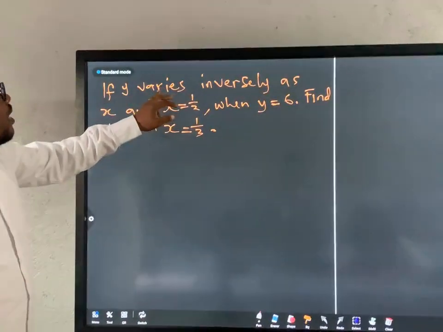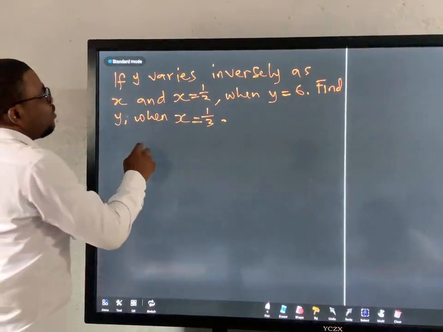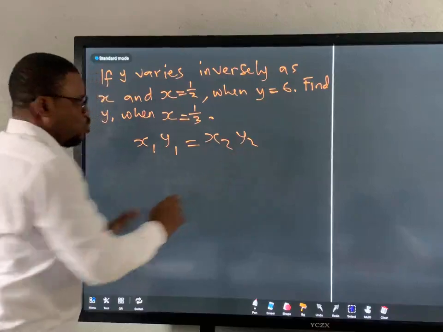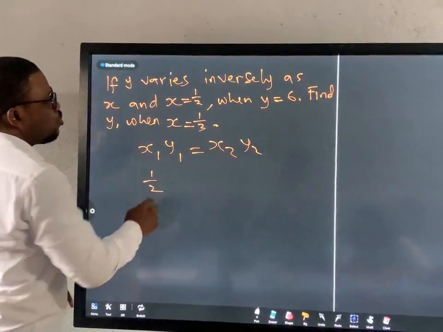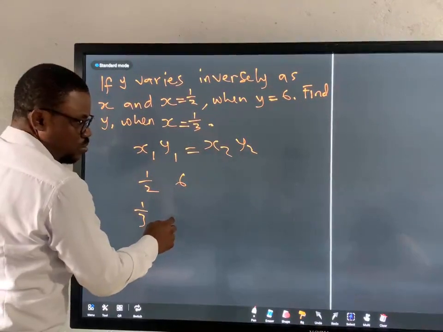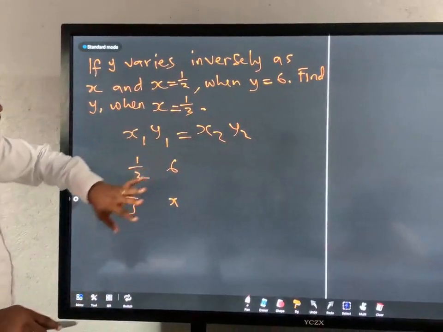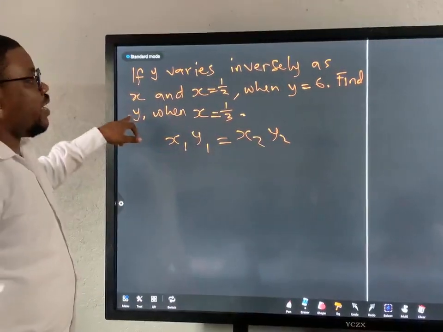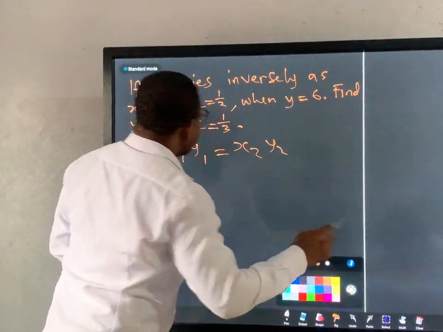They say y varies inversely as x. That means x1, y1, x2, y2, just what we are showing now, right? What is going to be my x1 here? My x1 is 1 over 2. My y1 is 6. What's my x2? 1 over 3. My y2 is x. It's y2. We solved this question before. Remind me what we got for y2. It was 9.